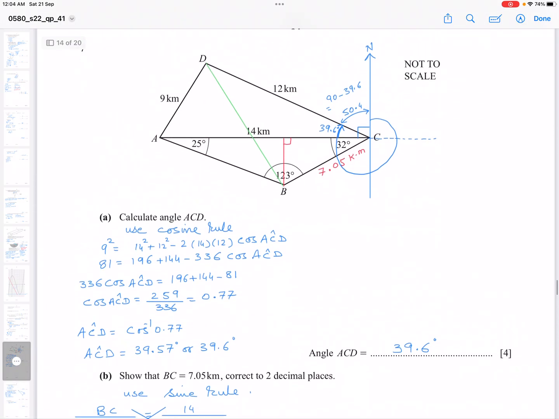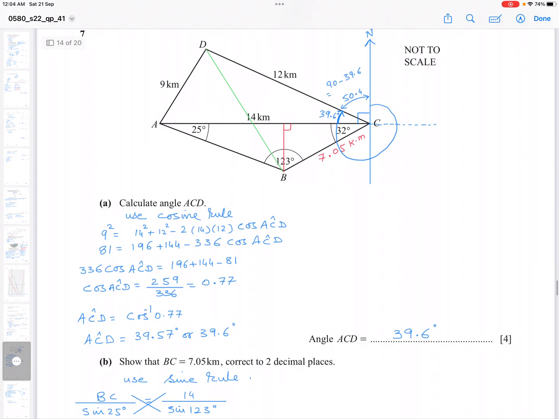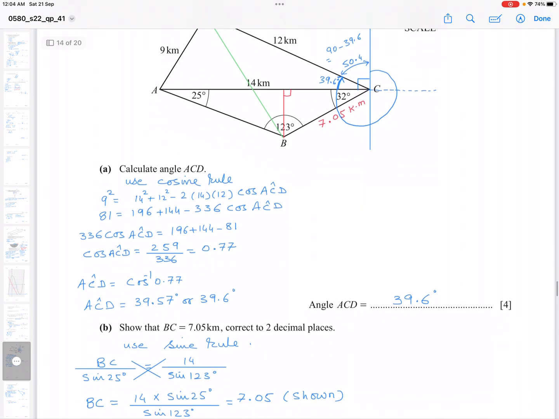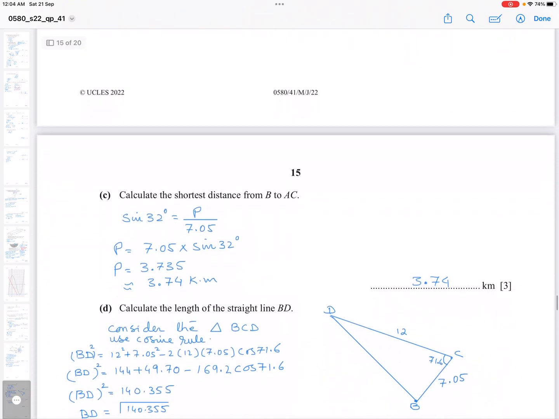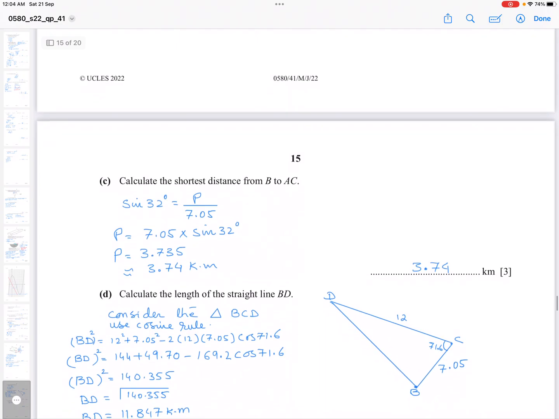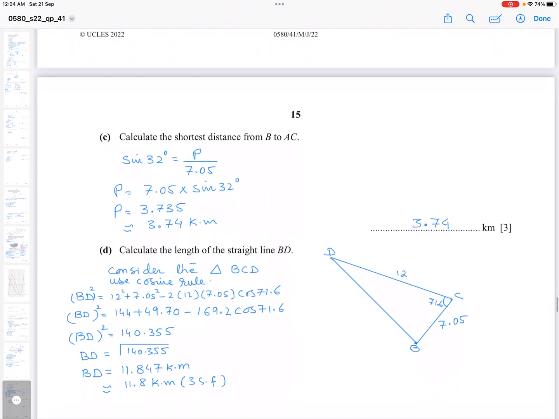So shortest distance, I have drawn it by red line. So this is a right angle triangle, and you have angle at C and you have the length BC. So opposite to the angle is perpendicular, so perpendicular over hypotenuse is 7.05, so that is sine theta. So sine of 32 degree equals perpendicular over 7.05, and perpendicular, which is your shortest distance, 3.74 kilometer.